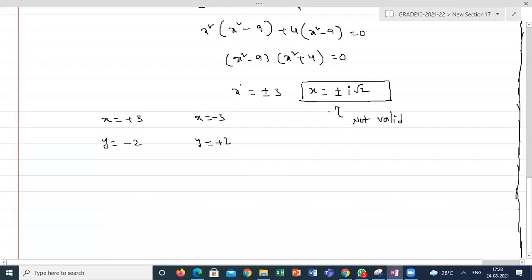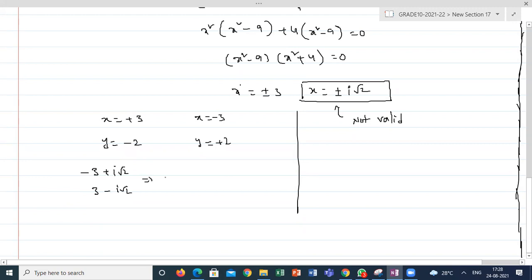Let's see if I'm taking x = 2i, what will happen? Let's see whether it is possible or not. Whether it is valid or not, I will show later. So here the roots I'm getting: 3 + 2i, 3 − 2i. Correct? Sorry, −3 − 2i, −3 + 2i.